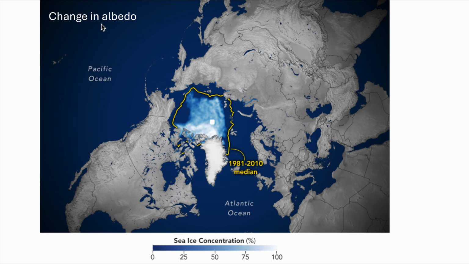And this results in a change in the Earth's albedo. The Earth becomes less shiny. As the Earth becomes less shiny, it absorbs more incoming radiation. And this leads to an enhancement of the global warming that we're generating by putting greenhouse gases into the atmosphere.